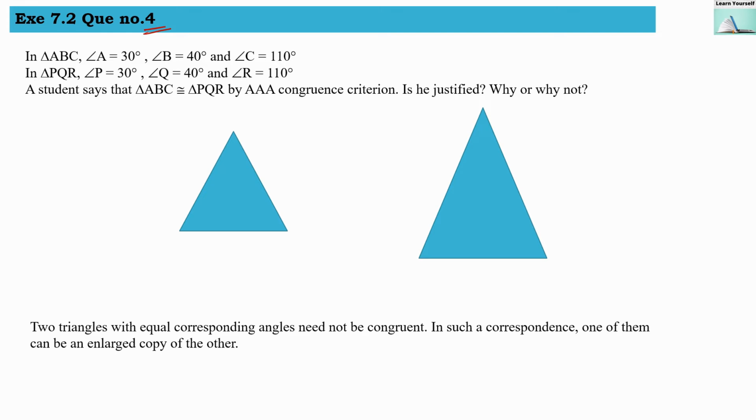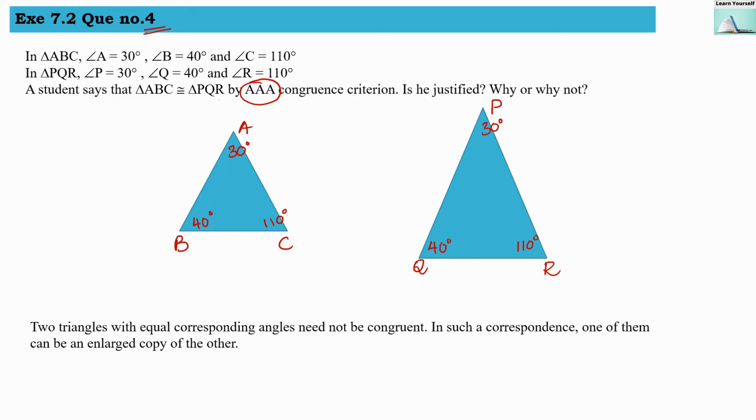Exercise 7.2, question number 4. In triangle ABC, angle A is 30 degrees, B is 40 degrees and C is 110 degrees. So let us mark this triangle as triangle ABC. Now in triangle PQR, the other triangle, the same angles are there: 30 degrees, 40 degrees and 110 degrees. A student says that these two triangles are congruent by AAA congruence criteria. Is he justified? Why or why not?